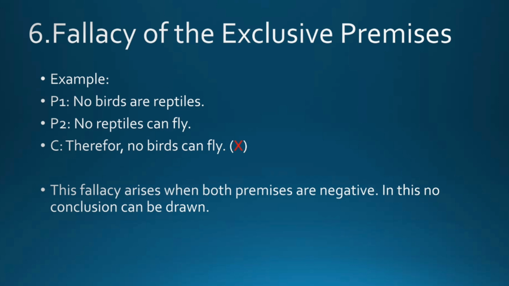6. Fallacy of the exclusive premises. This fallacy occurs when a conclusion is drawn from two negative premises. Example: no birds are reptiles. No reptiles can fly. Therefore, no birds can fly.